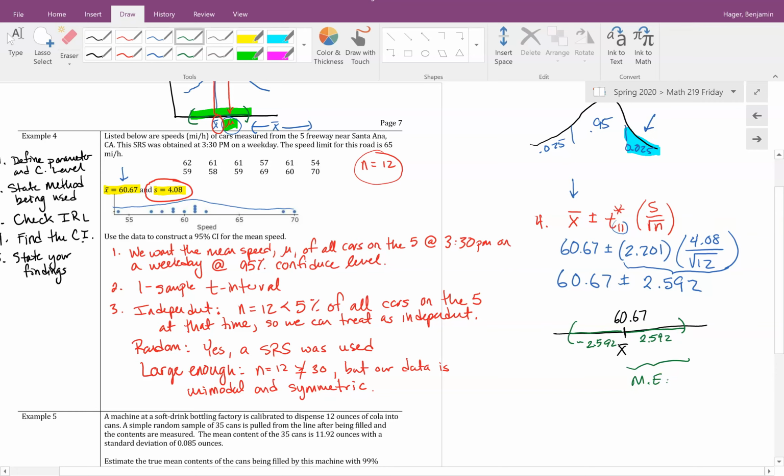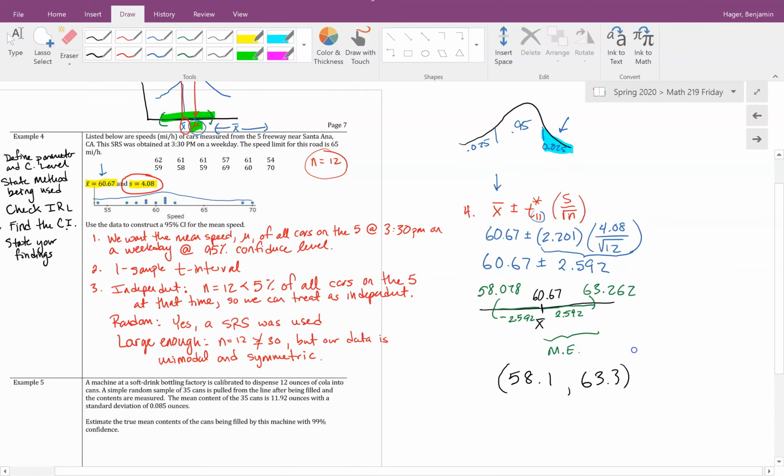So let's see, 60.67 plus 2.592 is 63.262. And this is 58.078. Okay. So it looks like my window is going to be from 58.1 if I round it, up to 63.3. Okay.